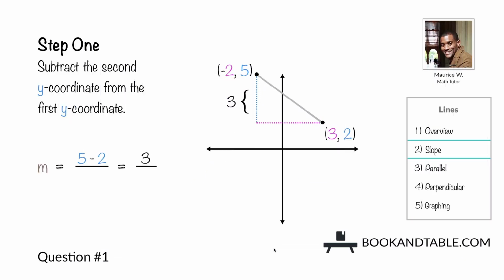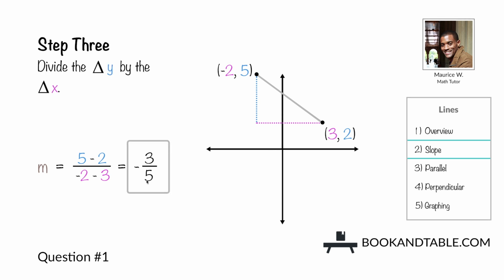So for each of these, our first point will be the one furthest to the left, and our second point will be the point furthest to the right. So question number 1, step 1, subtract the second y-coordinate from the first y-coordinate. So that would be 5 minus 2 in our numerator, which gives us +3. Step 2, subtract the second x-coordinate from the first x-coordinate. So that gives us -2 minus 3, which gives us -5.